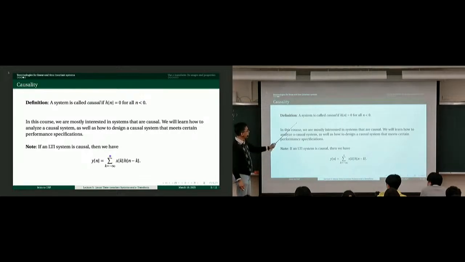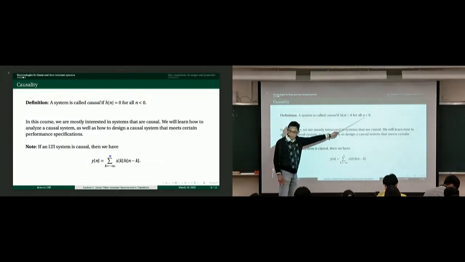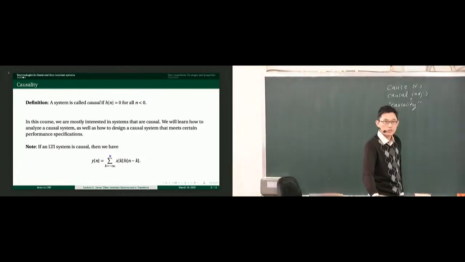A system is called causal. A system is a causal system if its impulse response is 0 before time 0. After time 0, things can happen. Before time 0, sorry, no response. Okay, so that's the idea of a system being causal.